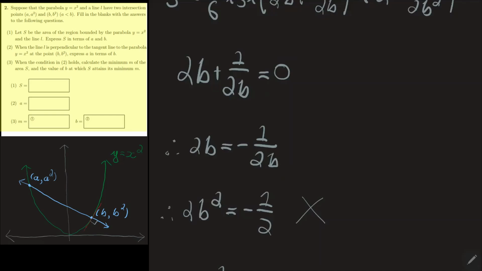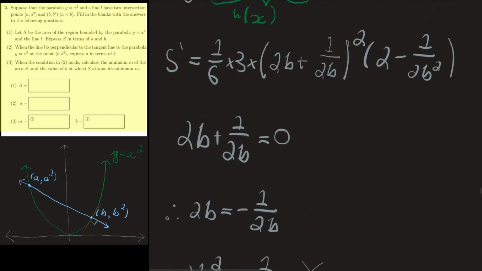But this isn't actually a possible answer, right? Because b squared has to be positive, since squaring any real number gets you a positive answer. Meaning, of course, 2 times b squared is positive. So 2 times b squared cannot equal negative 1 over 2, or negative anything. So definitely this isn't the right answer, because it's not even a possible answer.